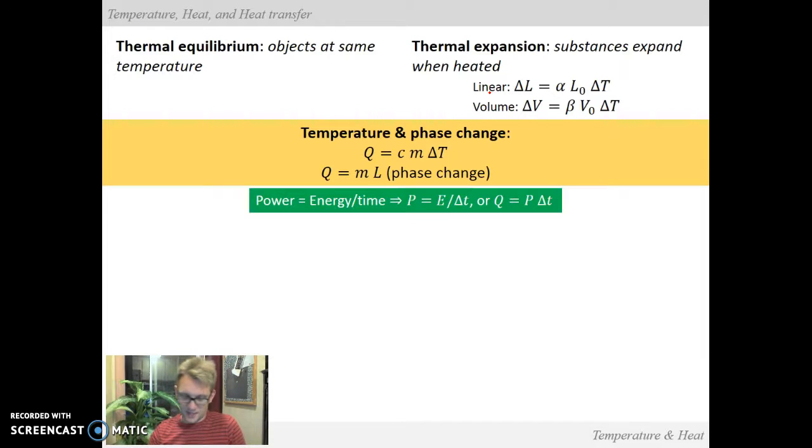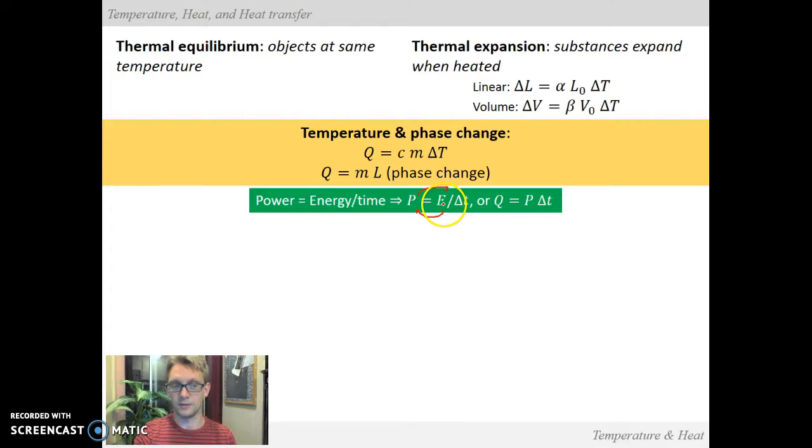One last thing is that sometimes in problems we're given the Q in order to find m or to find c or to find L. And sometimes that Q is hidden in a power term. So if you remember, the power is defined as change of energy over change in time, or P is equal to E over delta T. E here being energy, we can rearrange that equation, bring the E over and the P over.